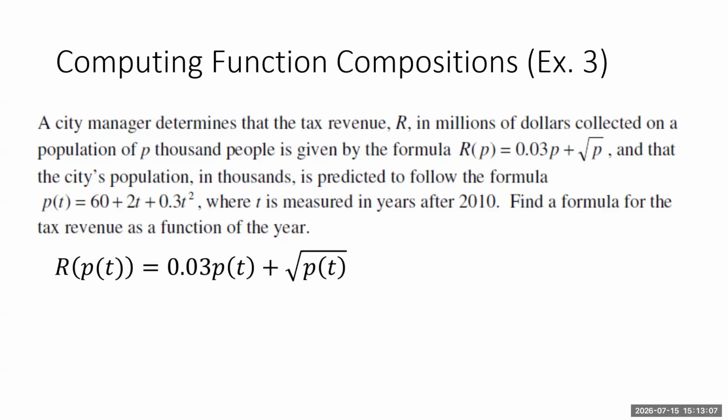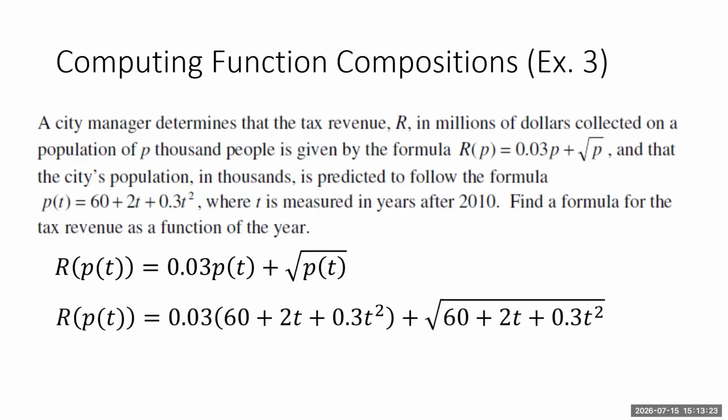To solve this particular question, we are really being asked to compute the function R of P of t. So for R of P of t, we have the function 0.03 times P of t plus the square root of P of t. Thus, we have that R of P of t is equal to 0.03 times the quantity, 60 plus 2t plus 0.3t squared, plus the square root of 60 plus 2t plus 0.3t squared.